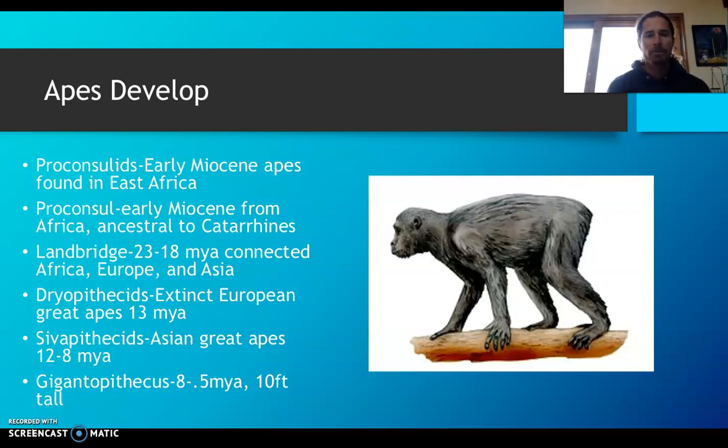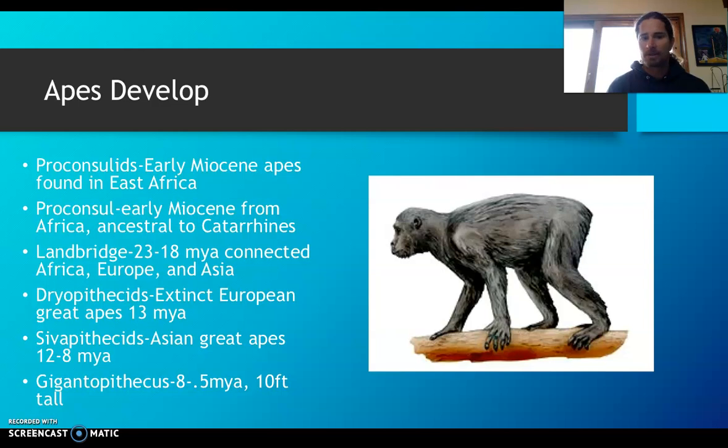There was a land bridge from 23 to 18 million years ago that connected Africa, Europe, and Asia. So it seems primates migrated up from Africa into Europe during this time period. And then by around 13 million years ago, all the great apes in Europe start to go extinct. Then you have great apes in Asia still developing. So if you're wondering where the orangutan comes from, it's coming from this group in terms of evolution.